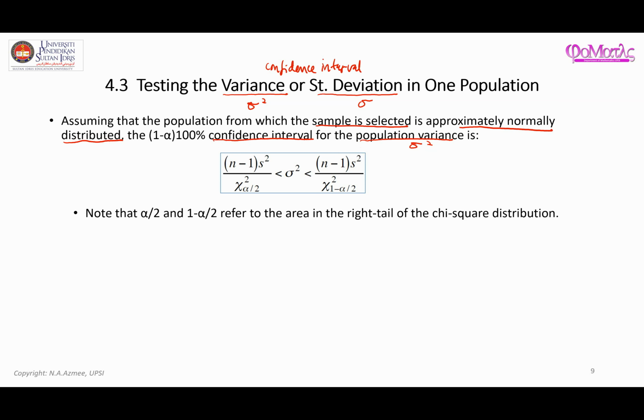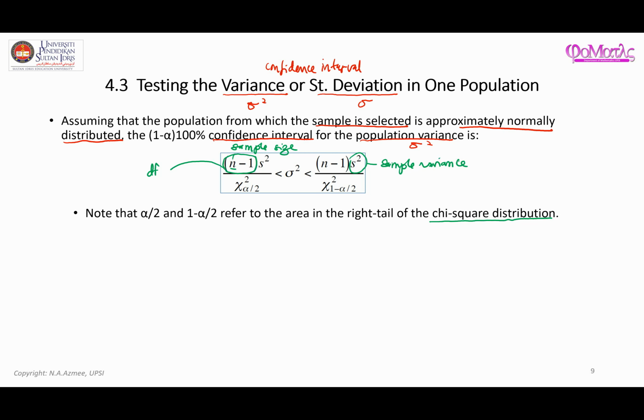And I'm going to explain a little bit about this notation. First of all, what's the meaning of n? n here is the sample size, and so the value of n minus 1 also represents degrees of freedom. This value is required when you want to refer to the chi-square distribution for finding the p-value or the critical value. Next is s squared, which represents the sample variance.